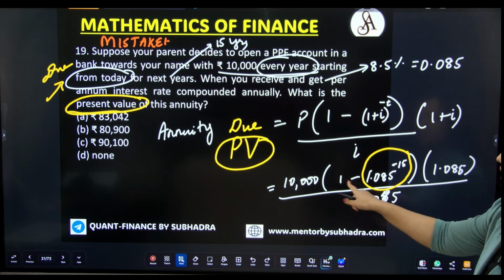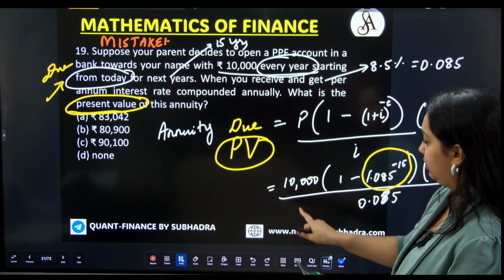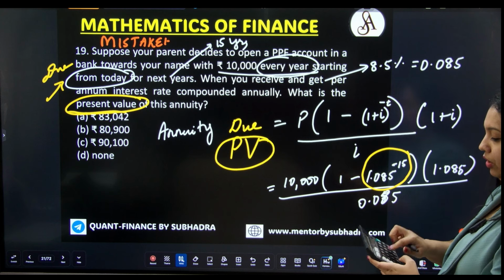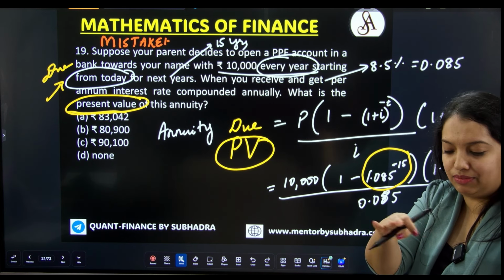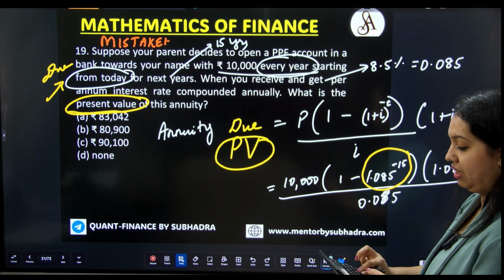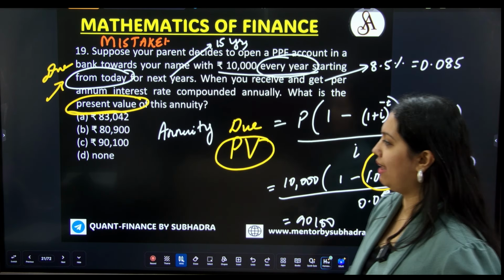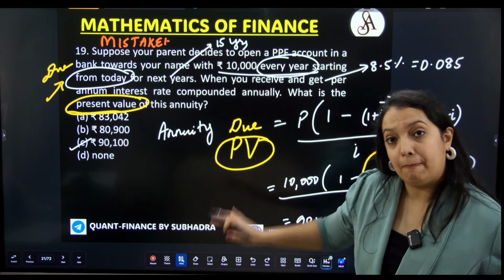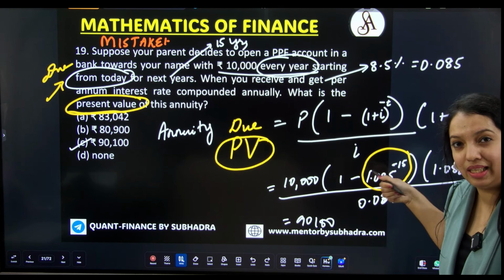So basically what is there inside the bracket? I have completed that calculation into 10,000 into 1.085. Whole numerator is done. You would get 77,658 point something divided by 0.085. I'm getting the value as 90,100, exact value as option C. But not everyone is comfortable with this part, taking the power as minus sign.